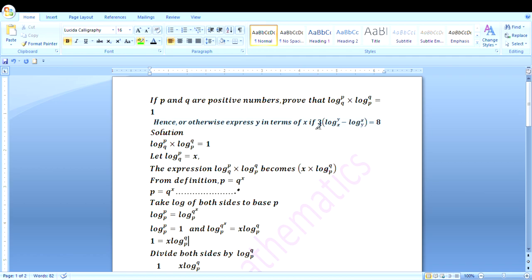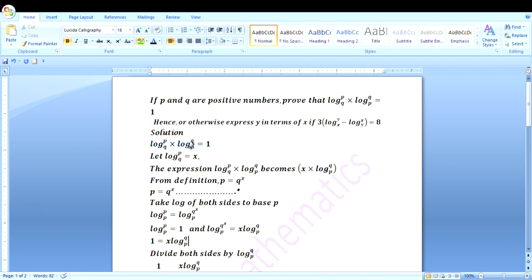Typically, to resolve these questions, we adopt the change of base. Okay, they say hence or otherwise express y in terms of x if 3 open bracket log y to base x minus log x to base y close bracket equals 8. Now let's look at the question and see how we can resolve it.